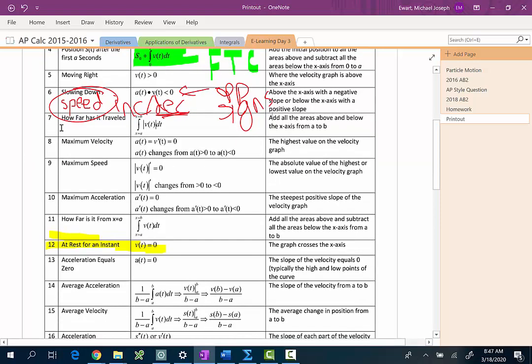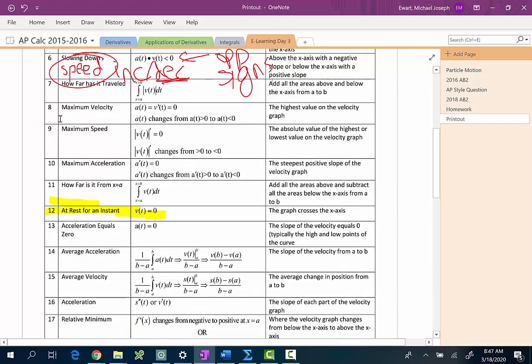So 7, how far it has traveled, that happened once. How far it has traveled is the same thing as total distance. 8, maximum velocity. So we want to think, what are we trying to maximize, right? We're trying to maximize velocity. So we're taking the derivative of velocity and setting that equal to 0. And then we're going to just do it with the number line analysis. If they gave us an interval, then we would do it with the table.